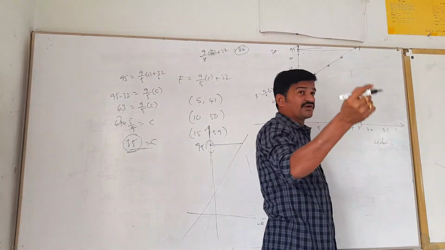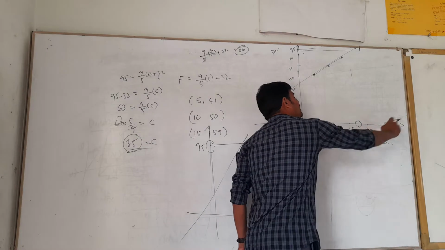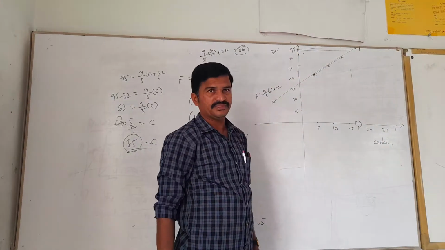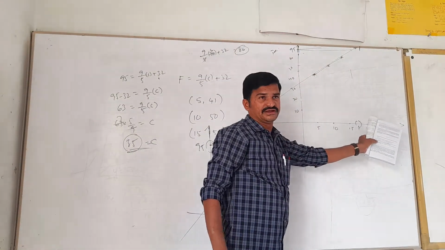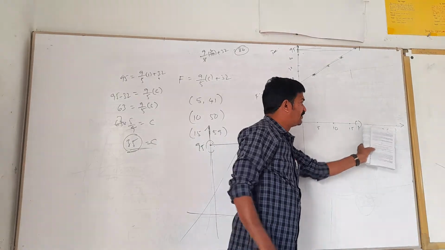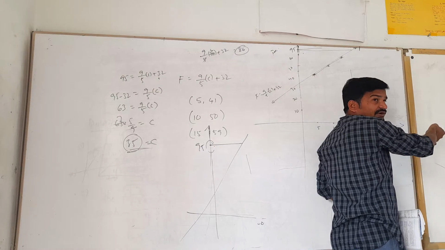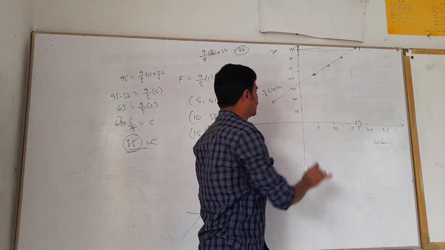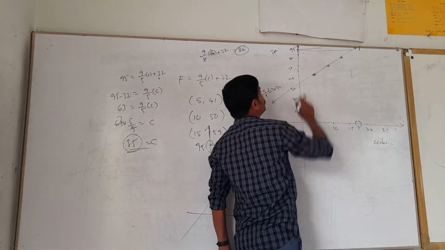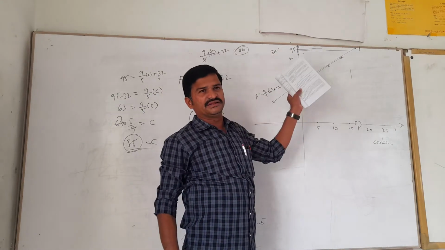So while drawing the graph also you have to check. You can take this up to 50, don't stop at 25 here. If you take up to 25, then the graph will come like this, and the perpendicular line you will draw. So better you take 0 to 50 here and 0 to 120 or something like that.